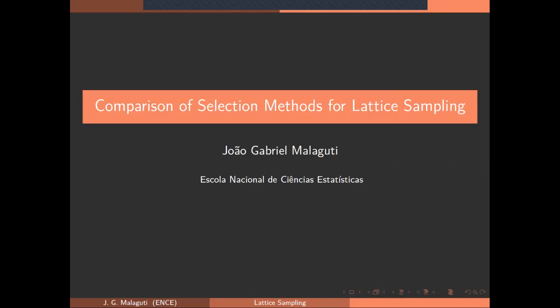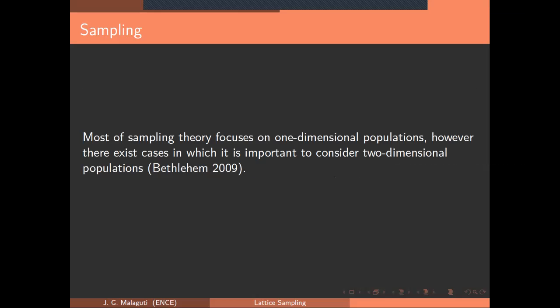I'm a master's student at Escola Nacional de Ciências Estatísticas in Brazil, and this presentation is a comparison of selection methods for lattice sampling. Most sampling theory focuses on one-dimensional populations. However, there are cases in which it is important to consider two-dimensional populations and sample accordingly.